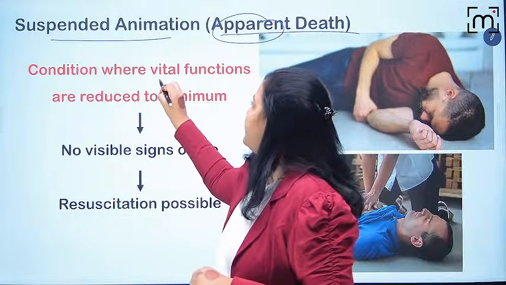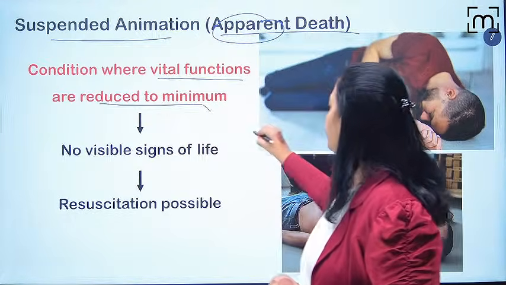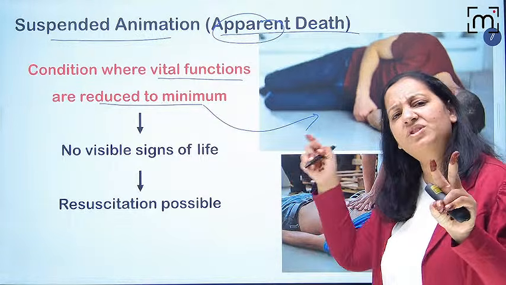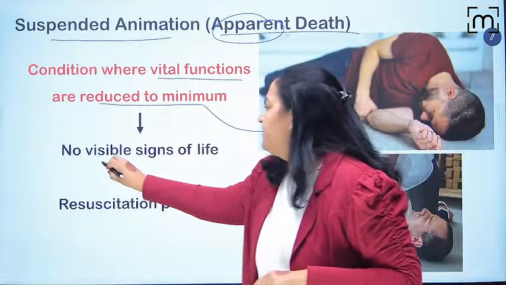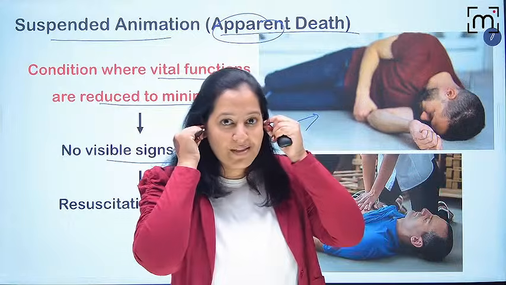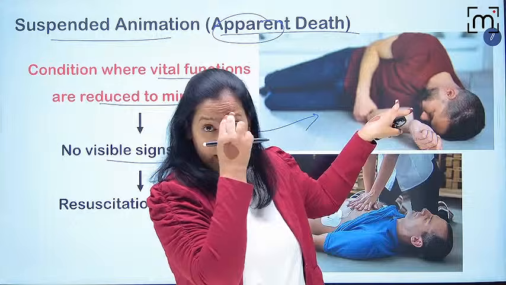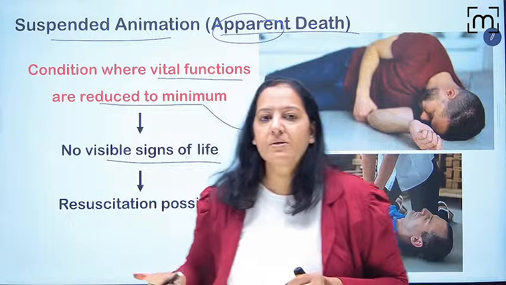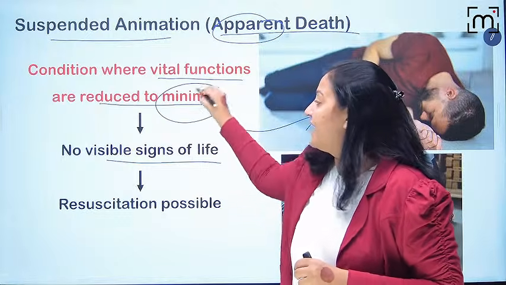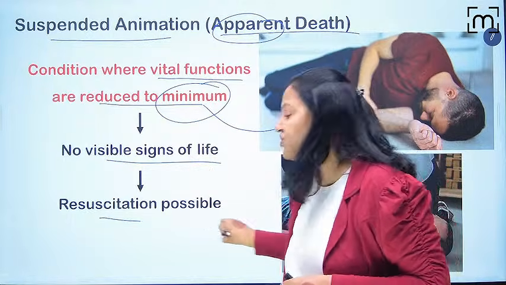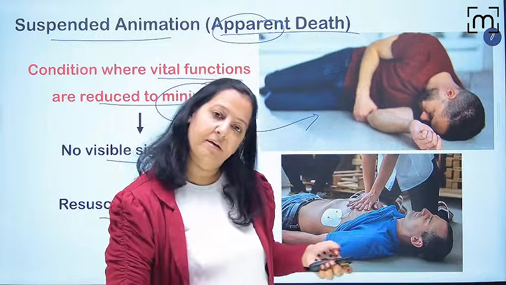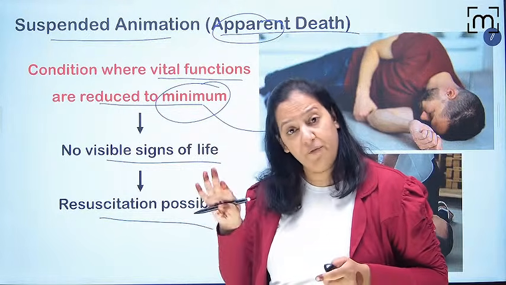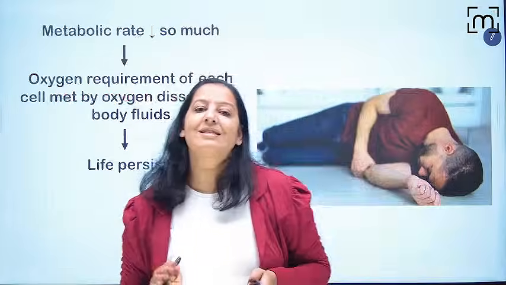Okay. So it's a condition where vital functions are reduced to a minimum. You can see the vital functions are not zero. The circulation and respiration are reduced to such a minimal level that no visible signs of life are there. If I auscultate with a stethoscope, I can't hear the respiratory sound. If I check the pulse, I can't palpate it. Because the vital functions are reduced to a minimum, they cannot be detected, but resuscitation is possible. If you resuscitate this person, life will come back because vitals are not zero yet. The pulse is not palpable, but if you resuscitate, it will come back. So this is suspended animation.